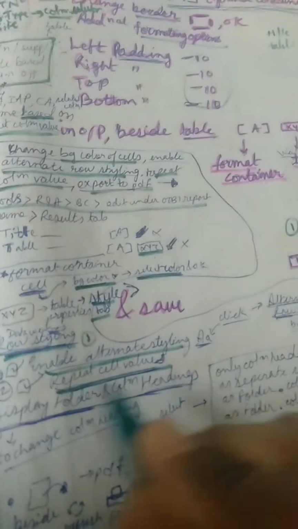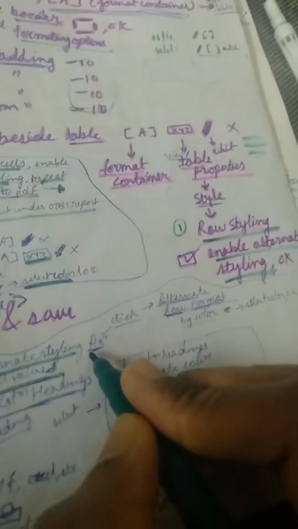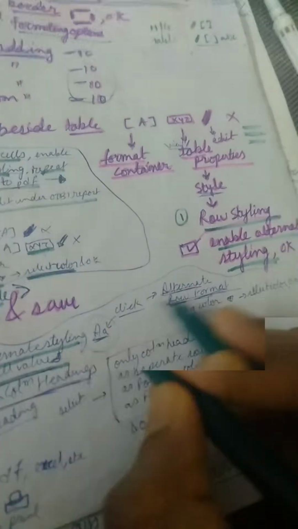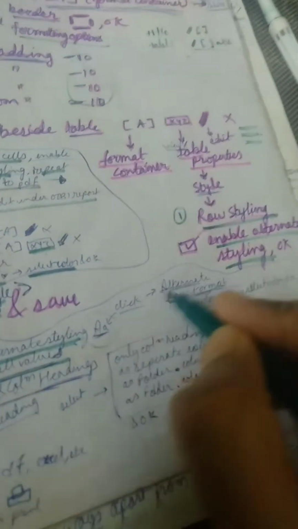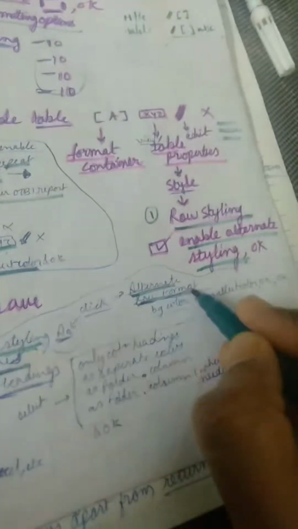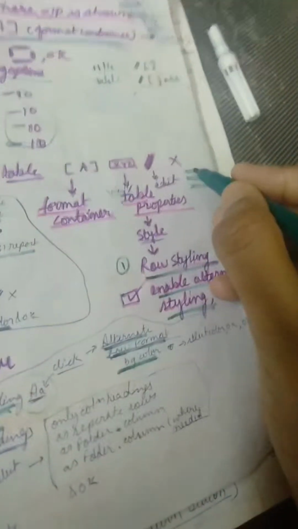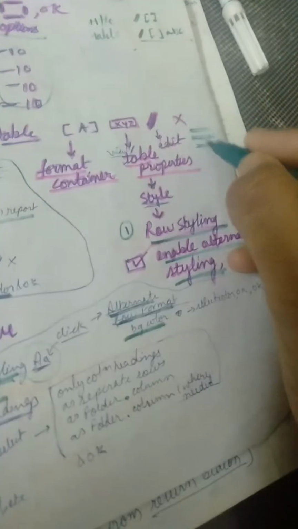Second is you can repeat the cell values, and just beside it you have an edit icon. Now I am alternating the row styling, right? So you can click on this icon just beside this, and we'll go to alternate row format. You can change the background color here. Meaning, if you have gray and white by default, then you can change it to maybe pink and white, so you can change these colors.